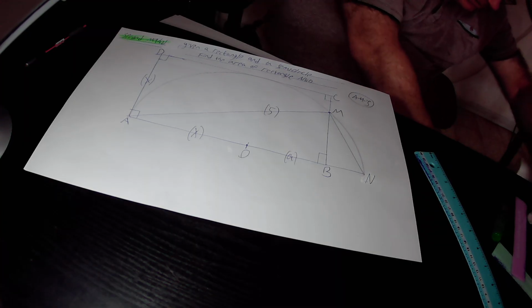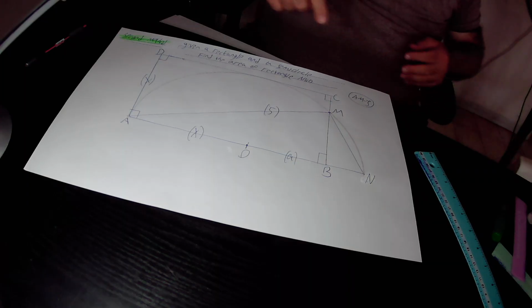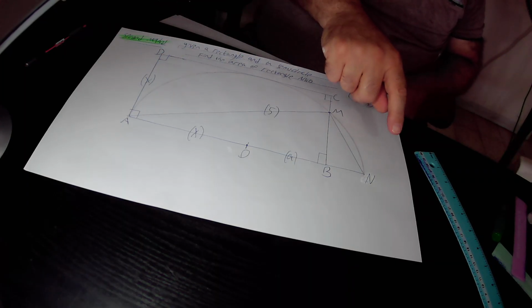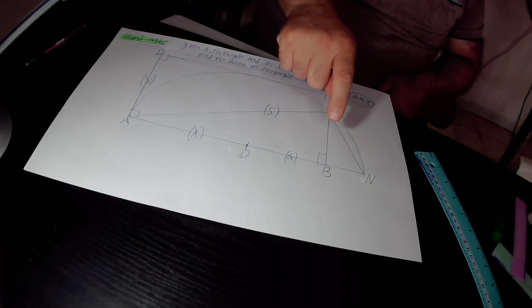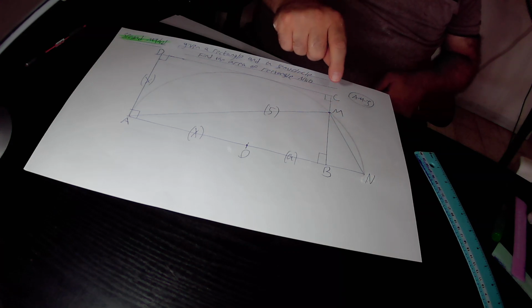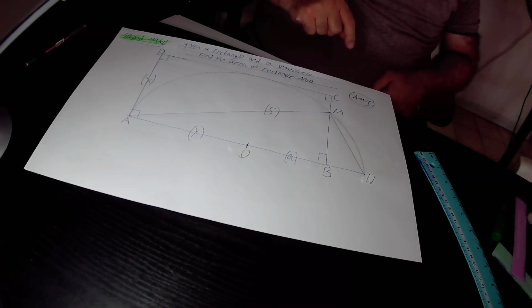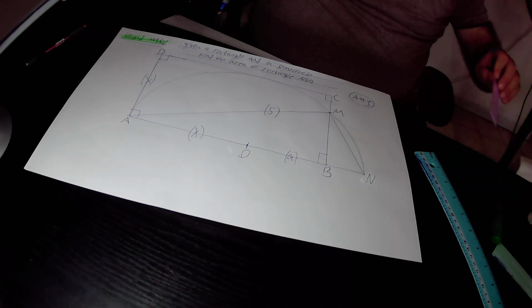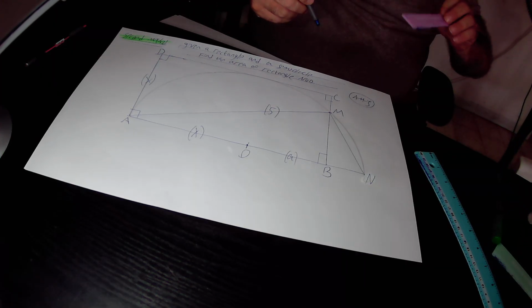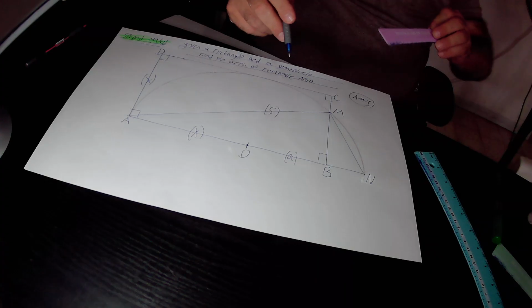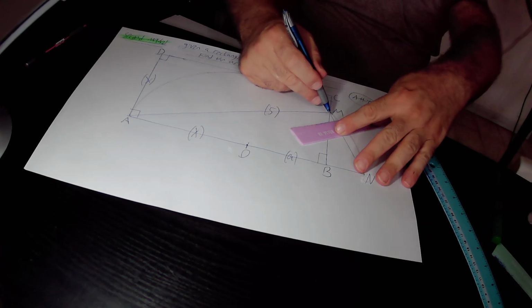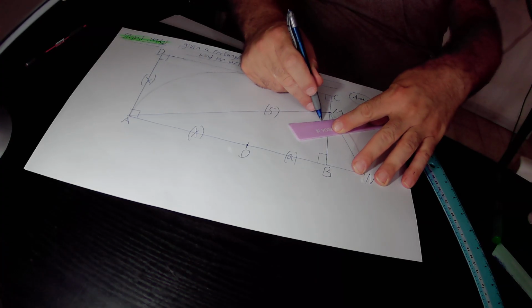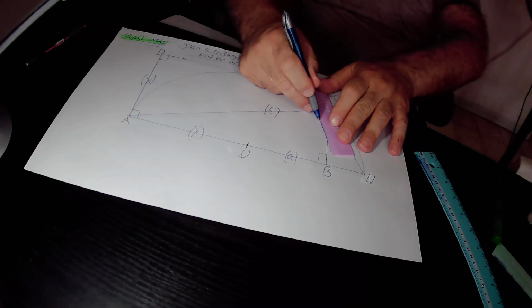Because peripheral angle AMN subtends AN, that is the diameter of this semicircle, it must be equal to 90 degrees in its size according to rule 7. So this is peripheral angle AMN that subtends the diameter of the semicircle, and therefore it is equal to 90 degrees in size according to rule 7.